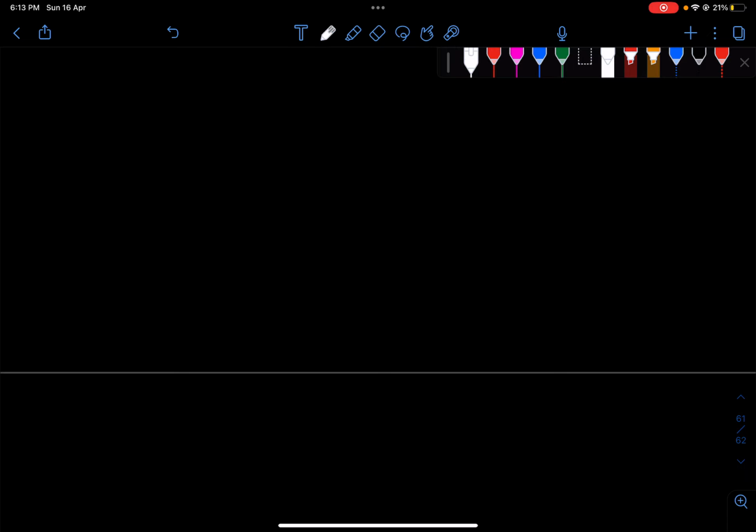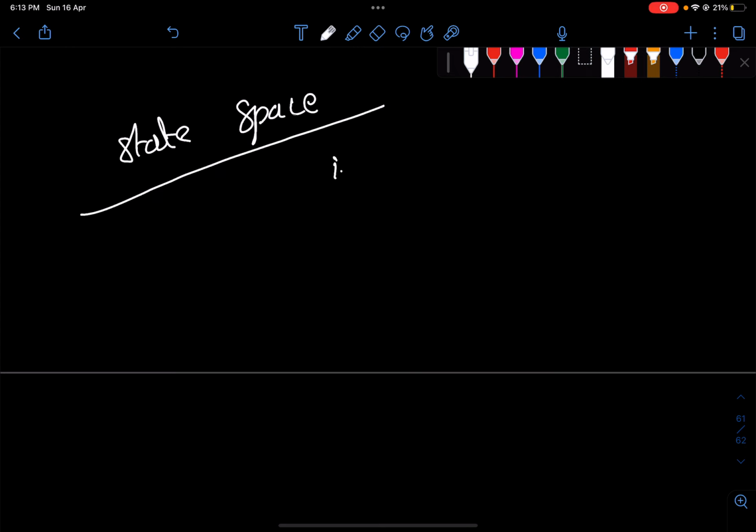That's the end of state space in control systems.